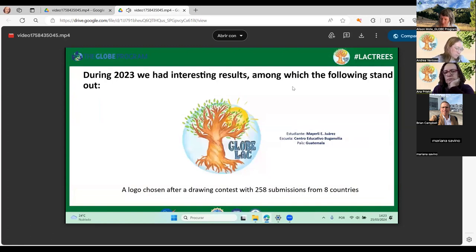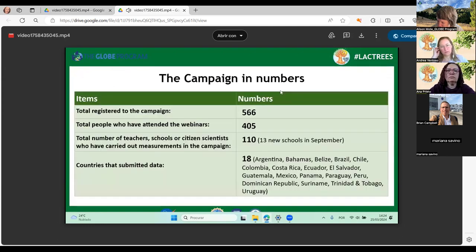As I mentioned, the logo of the campaign was the result of a contest, the biggest contest with close to 250 submissions from 8 countries of drawings from the biggest scholar community for us. It was really interesting. So we chose the most interesting logo, and we counted with an invited jury from other regions to choose this logo. The winner was a student from Guatemala whose name is Mayerly Juarez.